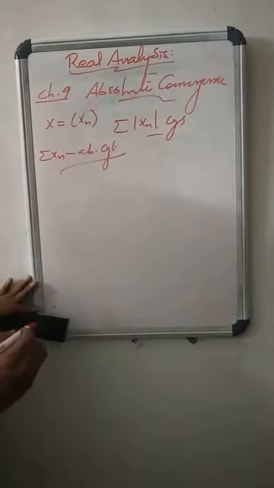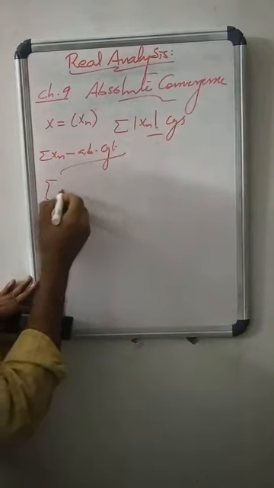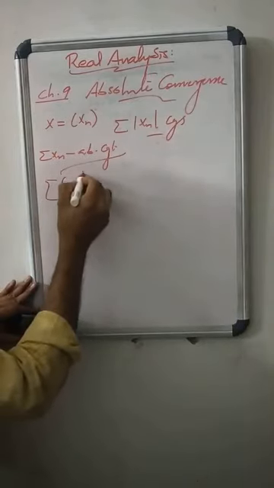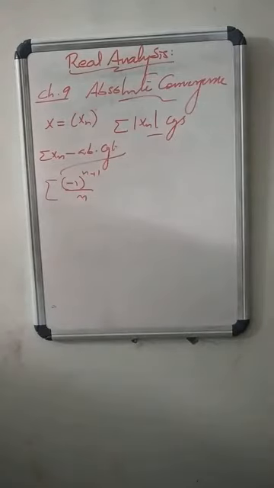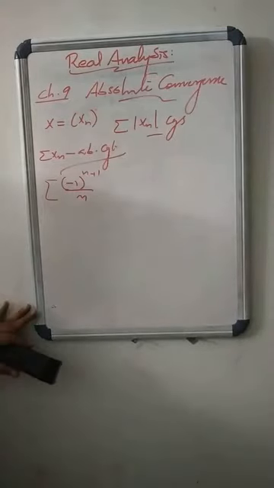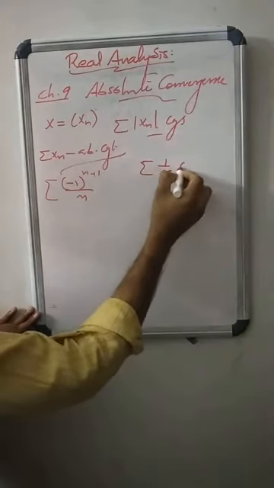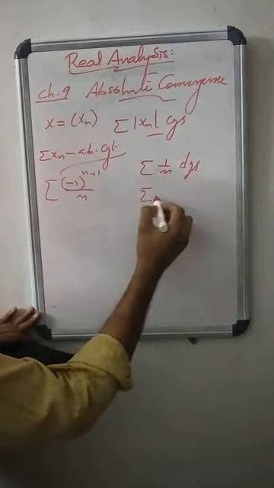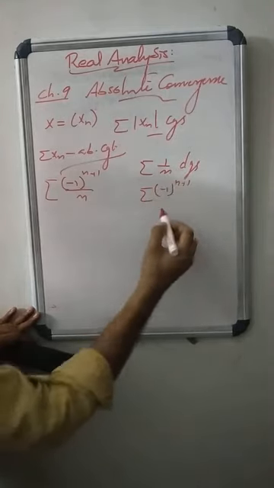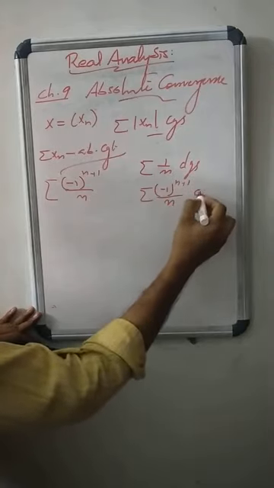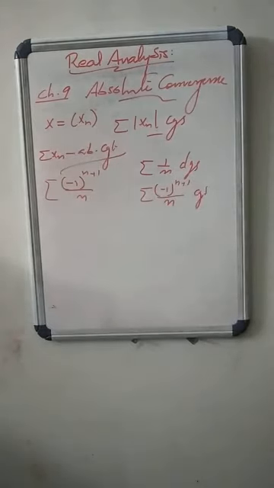So, consider the alternating harmonic series. What is the alternating harmonic series? Sigma (minus 1) power (n plus 1) by n. What is sigma 1/n? We know that sigma 1/n, the harmonic series, diverges. But the alternating harmonic series, sigma (minus 1) power (n plus 1)/n, converges.